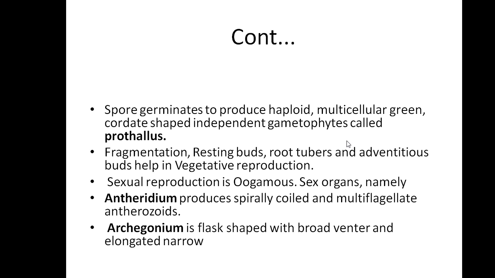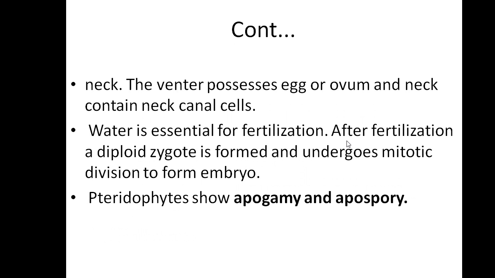The front portion is broad in shape and its back portion is narrowed. So this is the shape of the archegonium, the female part of the pteridophytes. Here the egg is there. The antheridium produces the multiflagellate antherozoids which swim in the water and reach the egg of the archegonium and produce the zygote. The zygote is produced in the archegonium, which is broad in the front portion and narrowed in the back portion.